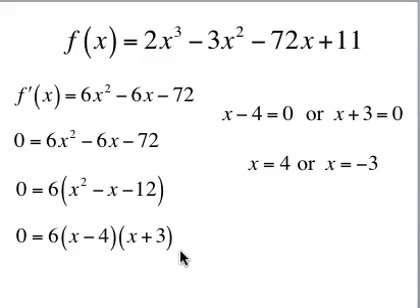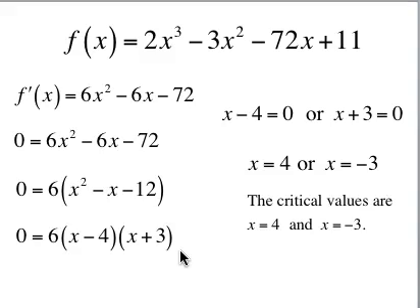Now to determine if those are mins or maxes, we're going to go ahead and use the second derivative test. So we have our critical values. We're going to plug those into f double prime of x.